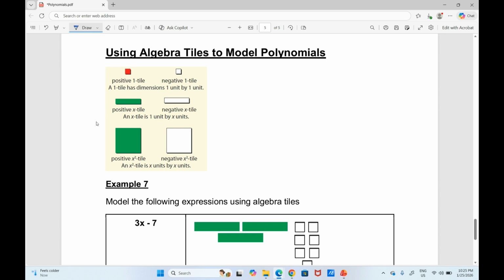Hi class, in this video we're going to be using algebra tiles to model polynomials. So for an x squared, you're going to use this big block here. And then for x, I'm going to use a strip. And then for a little block, I'm just going to let that represent my numbers counting by 1. And green is positive and so is red. And everything that is hollow or white is going to represent negative.